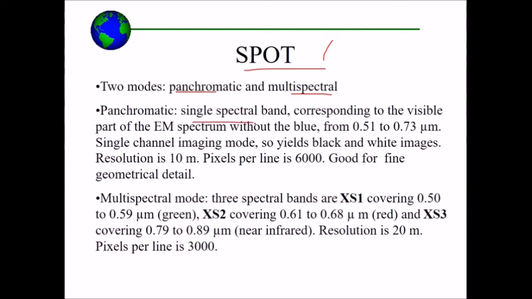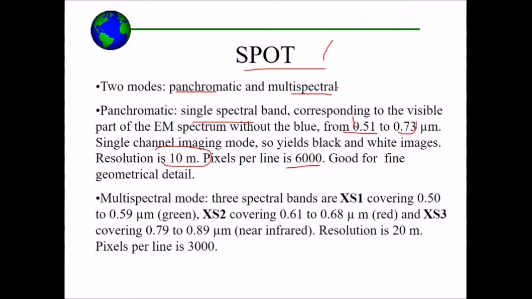Panchromatic is a single spectral band corresponding to the visible part of the electromagnetic spectrum without the blue, from 0.51 to 0.73 micrometer, which is the range of visible. We have just left out the blue one. And the single channel imaging mode yields black and white images. Resolution is 10 meter, which is pretty good, and pixels per line is 6000, good for fine detail.